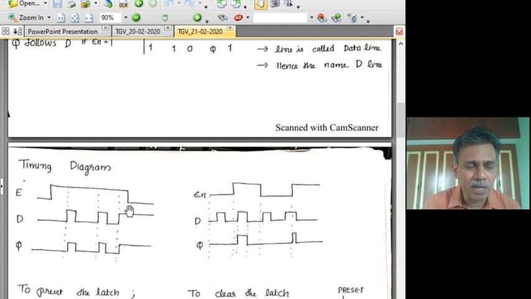When E becomes 0, the latch is disabled, and at that time if Q has been 1, then that value is being retained and kept. And later on, which is not shown here, the value of D is not going to affect it. Now if you look at it in this one diagram, here the enable input is shown. Whenever enable is 1, the latch is enabled here and here, and these are disabled.